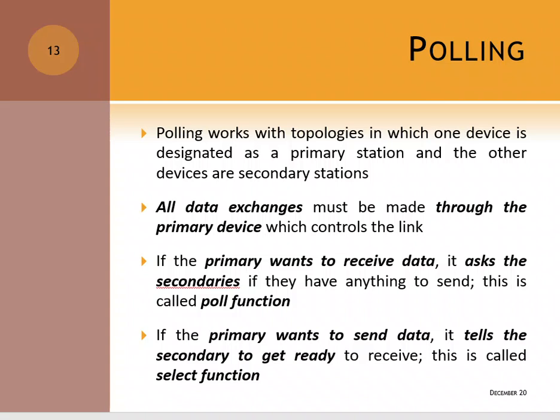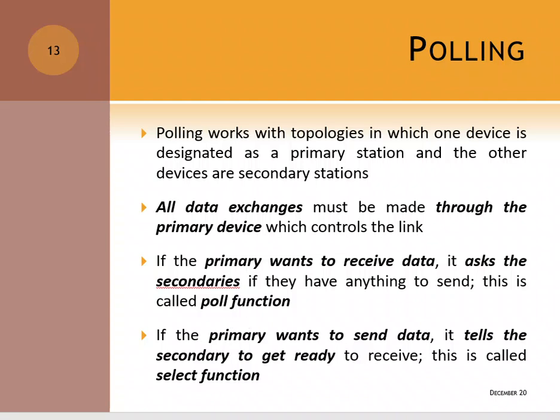This is called select function. So di bawah polling method ni, kita ada dua function, poll dengan select. Okay. So boleh andaikan macam dalam star topology, setiap komunikasi antara device perlu melalui hub tu yang merupakan primary device. Jadi kalau hub tu nak terima data daripada secondary device, dia akan poll. Okay. Poll ni maksudnya dia akan tanya secondary device whether secondary device has something to send. Then if primary tadi, hub tadi, wants to send data, it tells the secondary to get ready to receive.